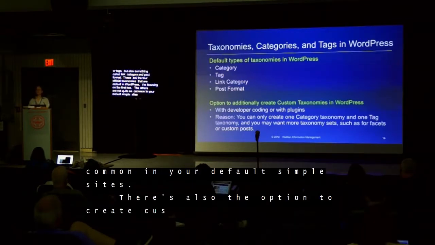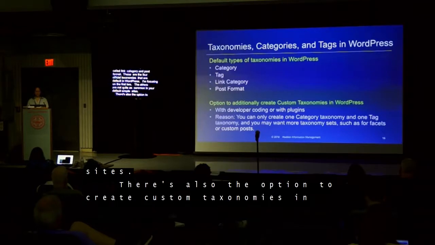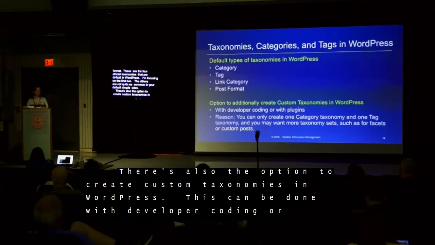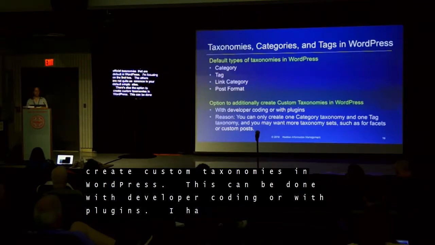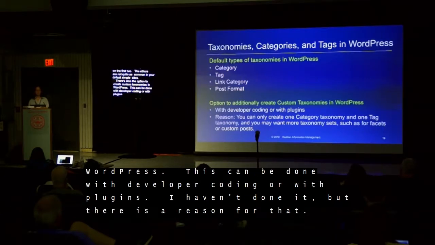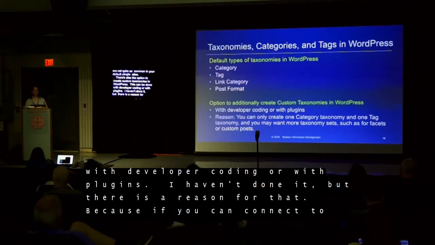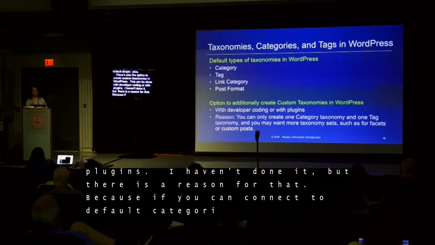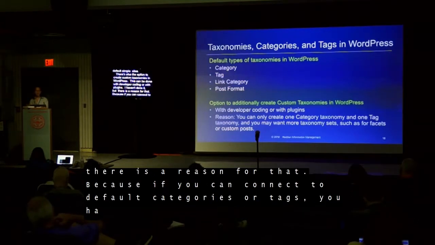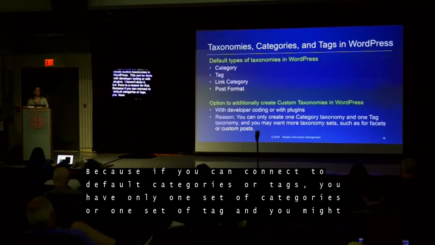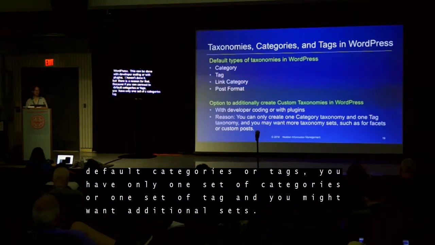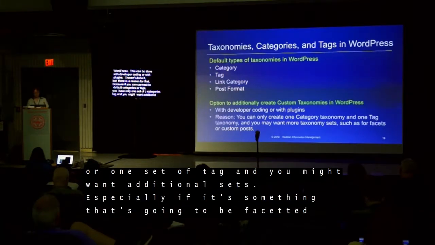There's also the option to create custom taxonomies in WordPress. This can be done with developer coding or with plugins. I haven't done it, but there is a reason for that. Because if you use the default categories or tags, you have only one set of categories and one set of tags. And you might want additional sets, especially if it's something that's going to be faceted and you want to have the different aspects to filter by.